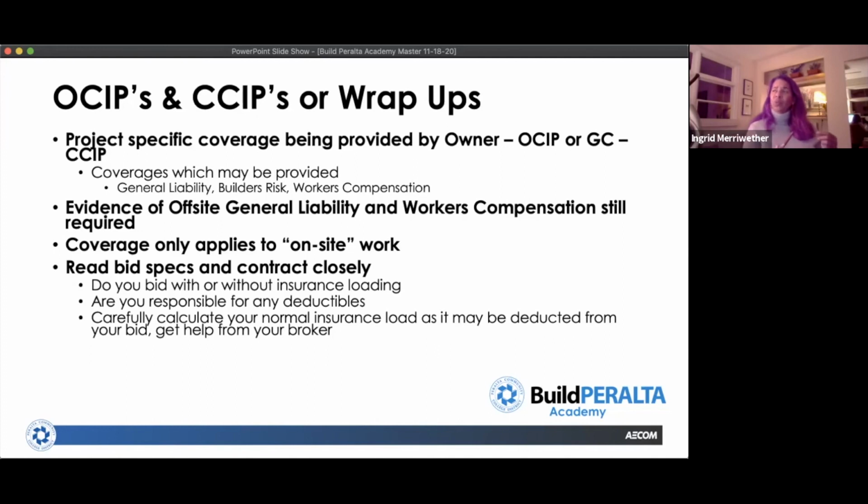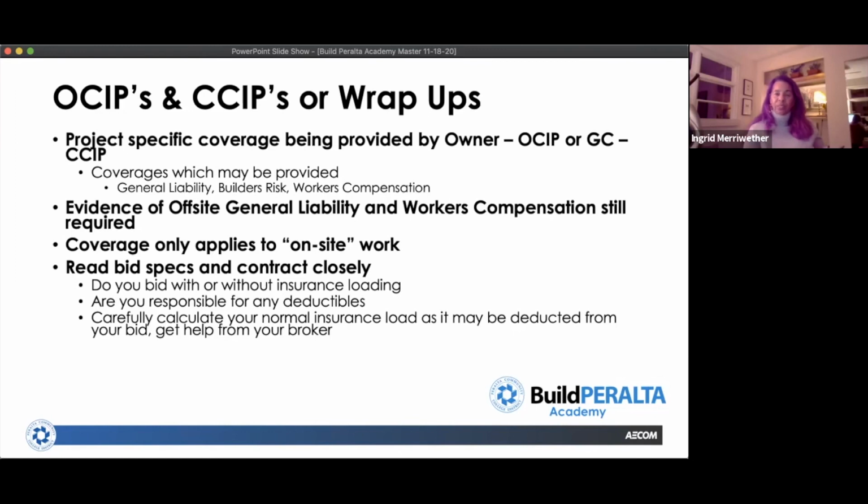Okay, so first of all, you want to find out what coverage is being provided. Understand that even if an OCIP or a CCIP is in place, you're still going to be required to provide evidence that you have liability insurance and workers' compensation. Even if it doesn't apply to this project, you still have to demonstrate that you have it. And they do that for a couple of reasons. One, they don't want to have claims under the OCIP or CCIP unrelated to their project because you don't have insurance in place for another project. They don't want to find those claims somehow ending up on their project.